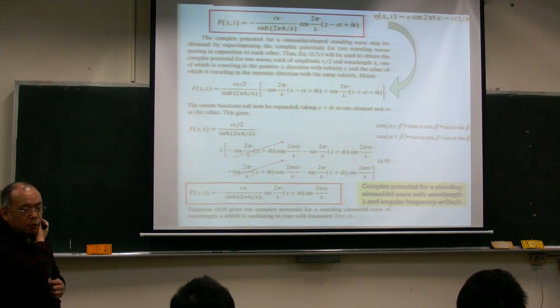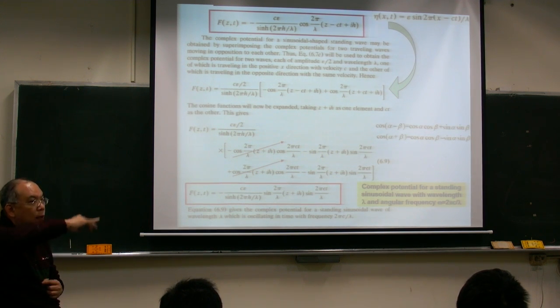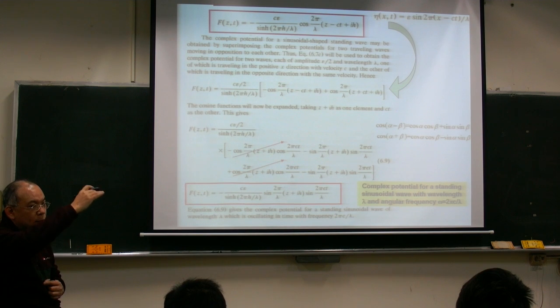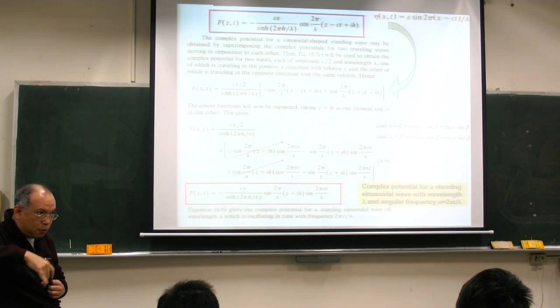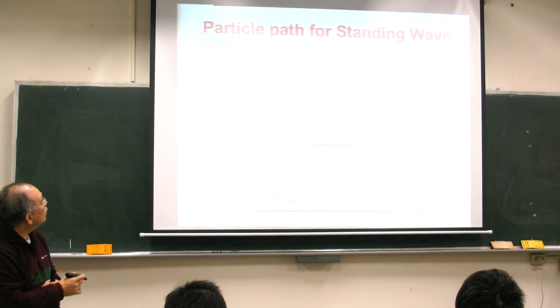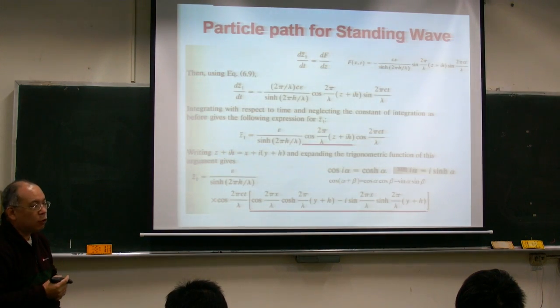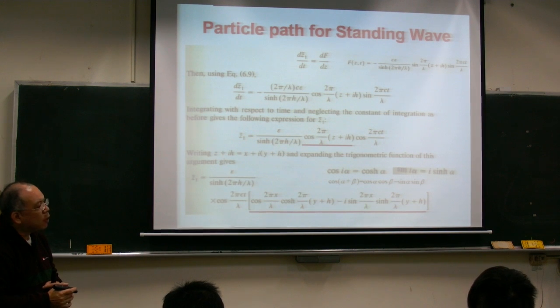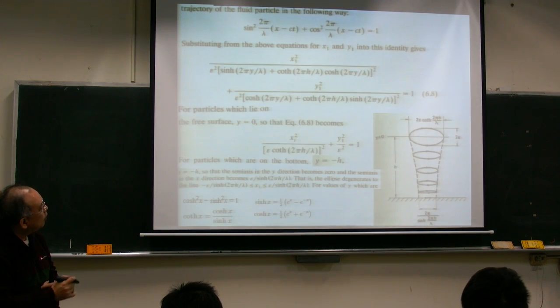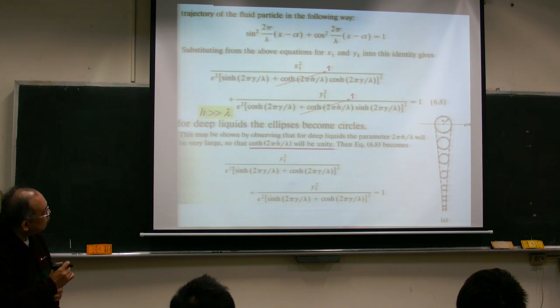Next, we'd like to know what the path line is inside this flow field, once we have a standing wave on the top. When we have a standing wave on the surface, how is the path line inside this flow field? So here is a particle path for a standing wave. We know the traveling wave case: the particle path will be elliptic, and they will degenerate into a circle if you have deep water.